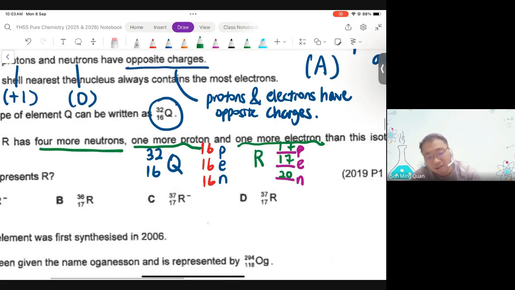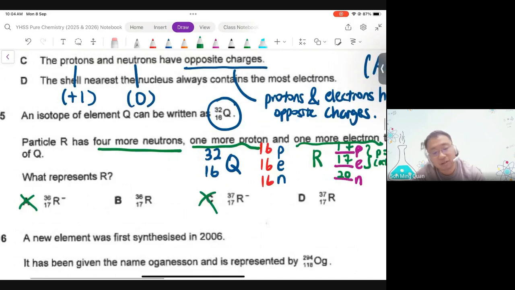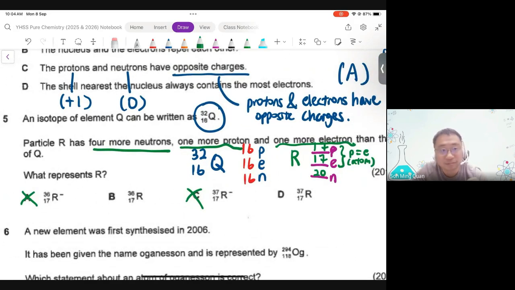So R, firstly, does it have a charge? If it's 17 proton and 17 electron, proton equals electron. It's an atom. Atoms don't have charge. So anything with charge is wrong. So A and C are wrong. There's no charge. Next step. There's 17 protons, so it's 17 proton number. Then what is the nucleon number? 17 plus 20. P plus N is the nucleon number. So 17 plus 20 gives you 37. And hence the answer is D for question 5.